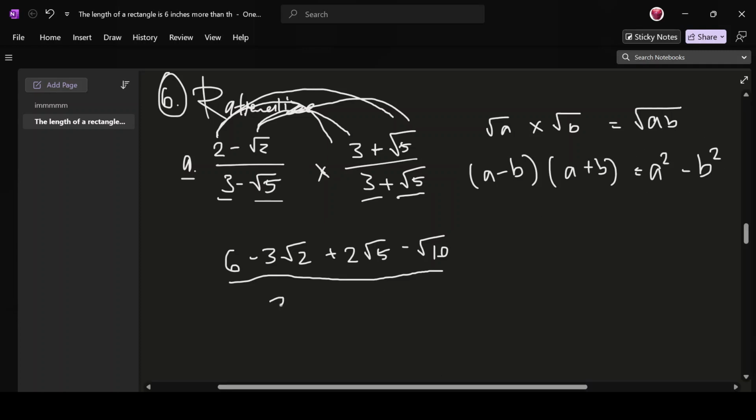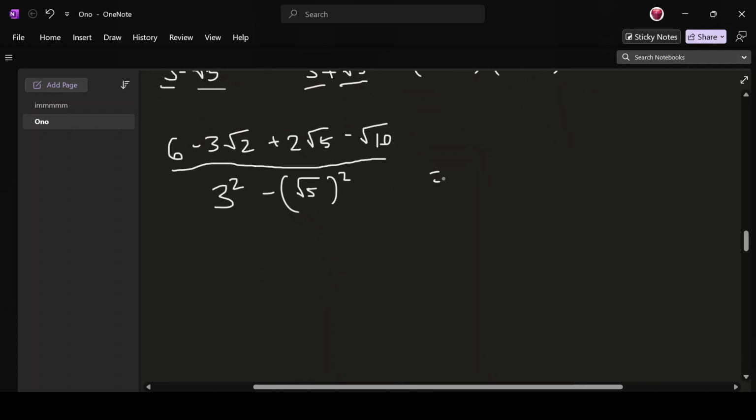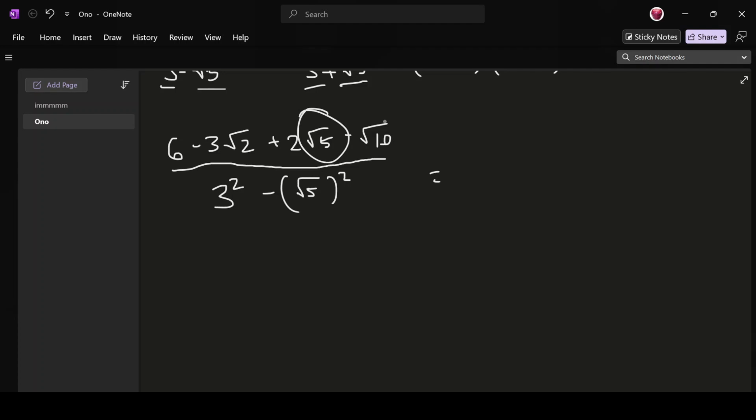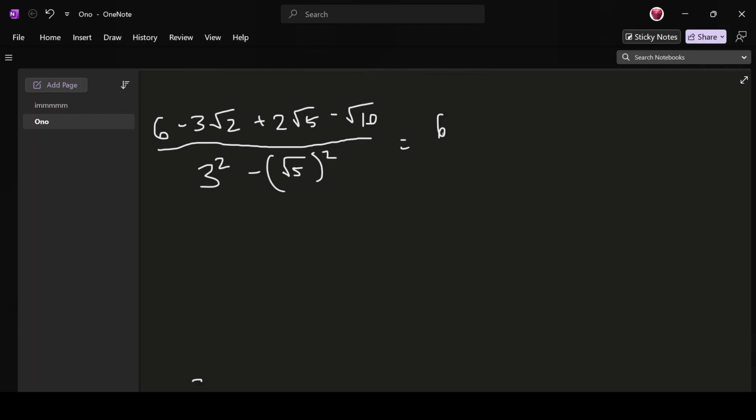Since our a is 3, I'll write 3 squared minus our b is square root of 5, so I'm going to write square root of 5 squared because it's b squared. Alright, now we just simplify. Look at the top number. We cannot simplify this. They all have different variables. Negative 3 has a variable of square root of 2, but this one has a square root of 5, and this one is square root of 10, and this one is just 6. So they're all different. You can't simplify them. Even though it looks super long and simplifiable, it isn't.